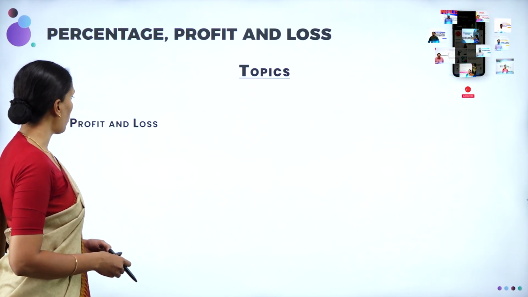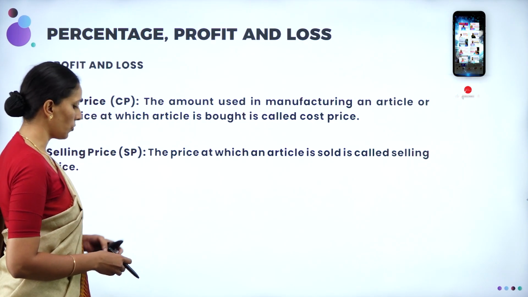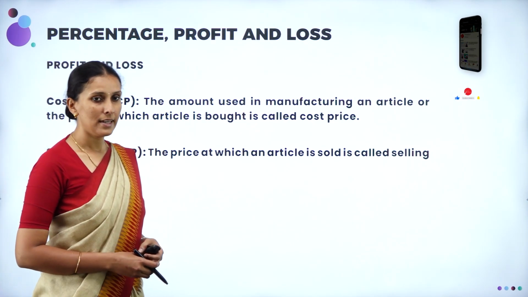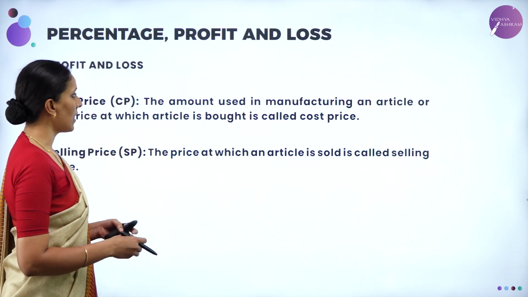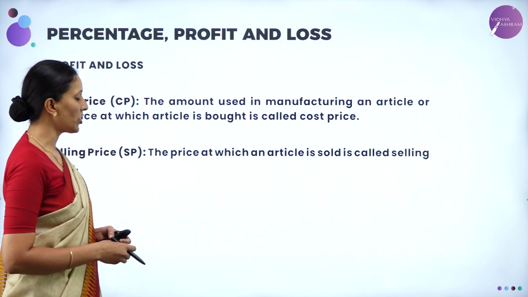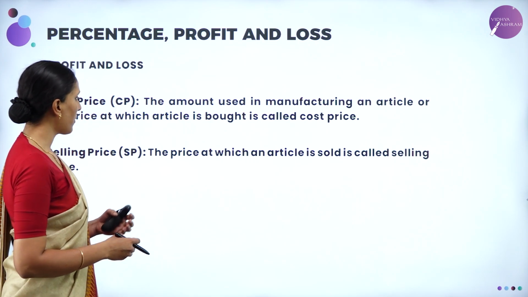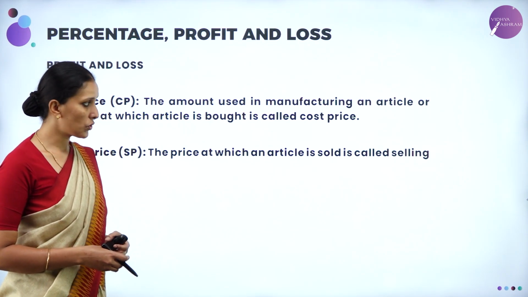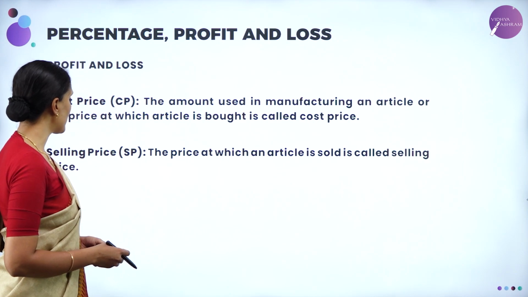In this session, we are going to take up profit as well as loss. Before learning profit and loss, we should be familiar with two words: the cost price and the selling price. The cost price is the amount used in manufacturing of an article or the price at which an article is bought. And the selling price is the price at which an article is sold.